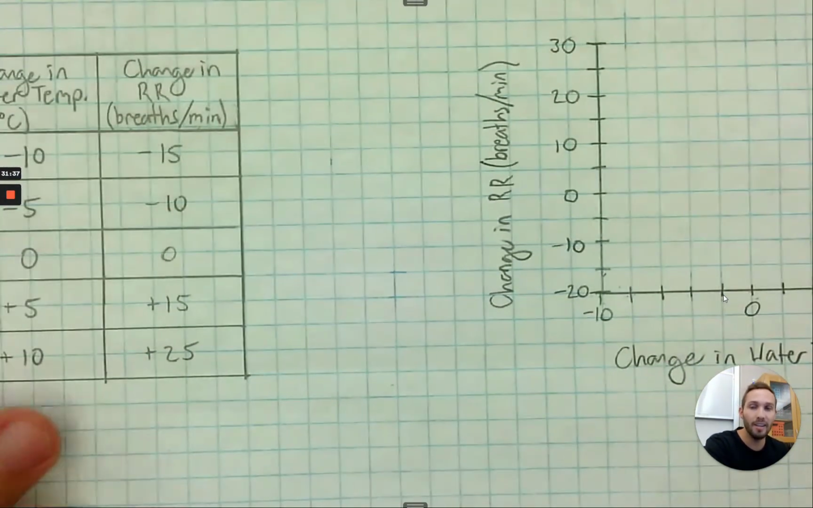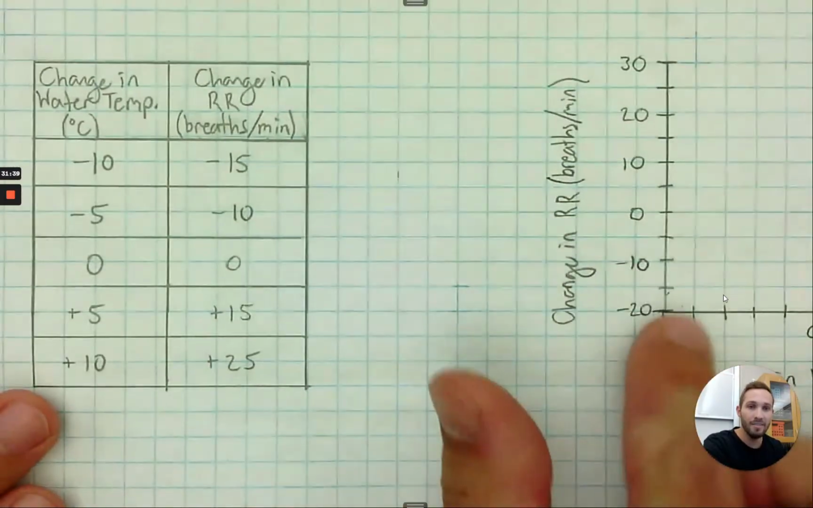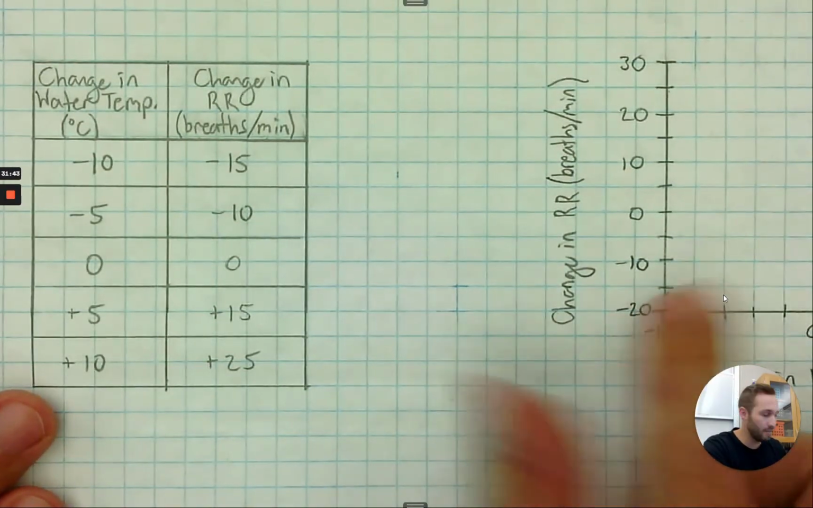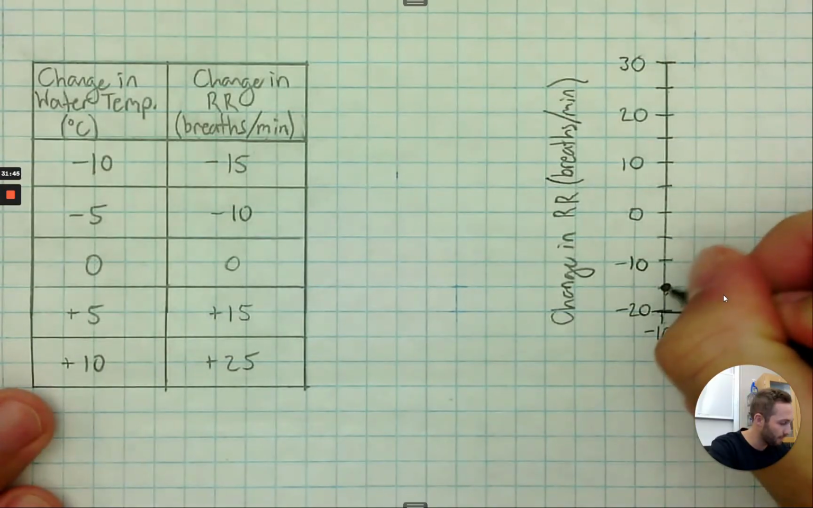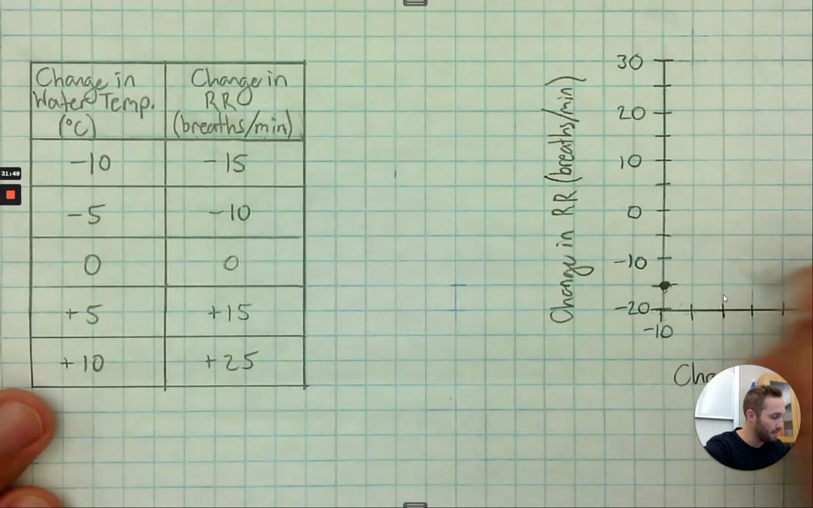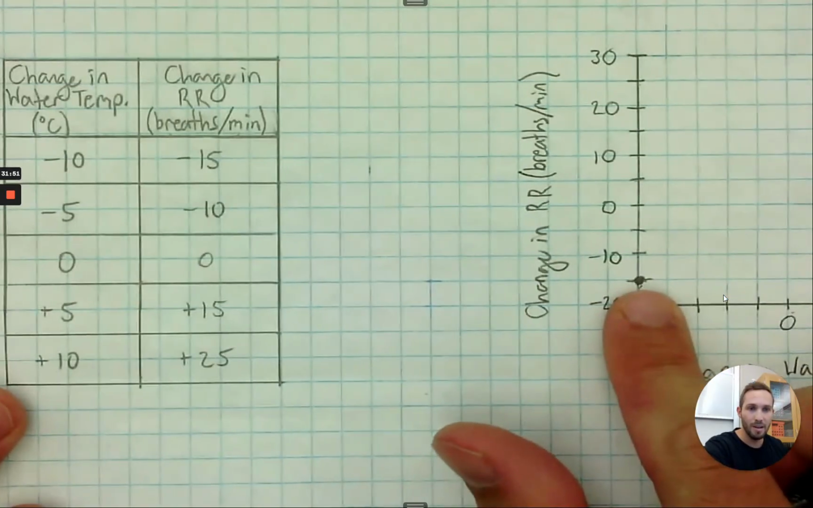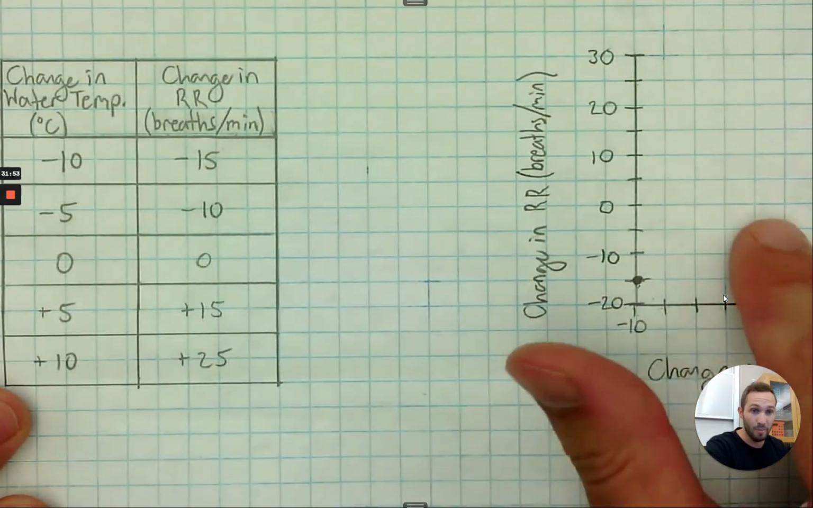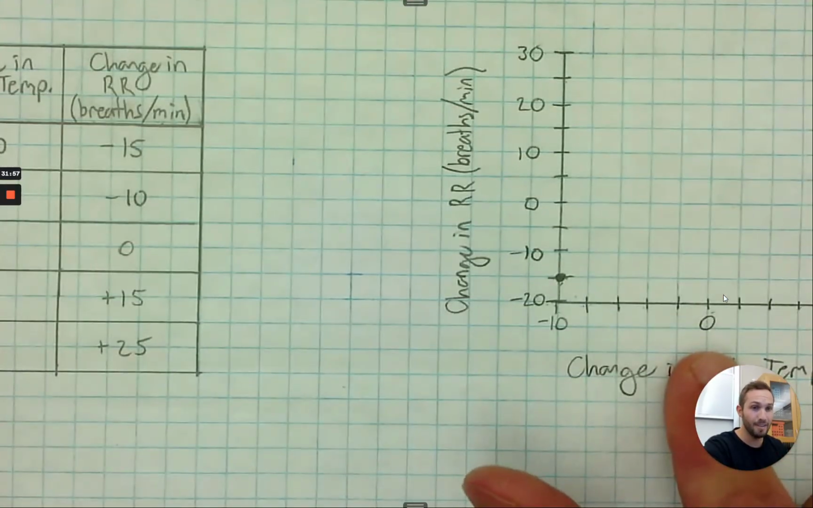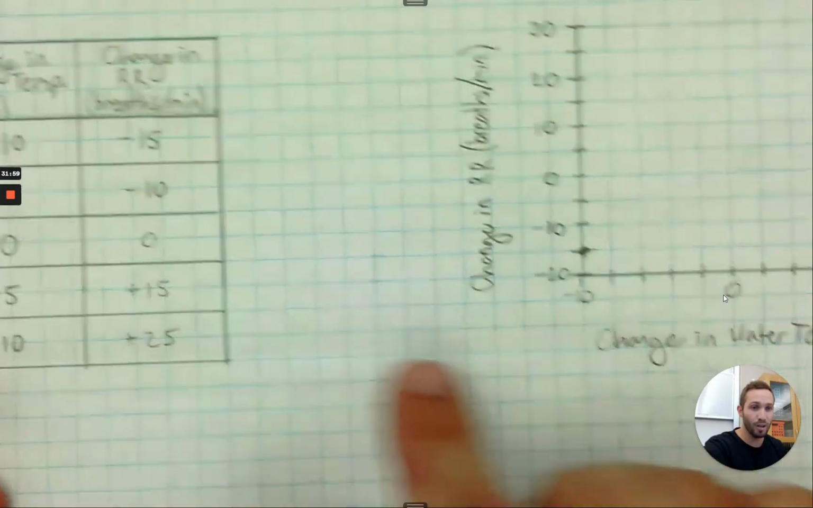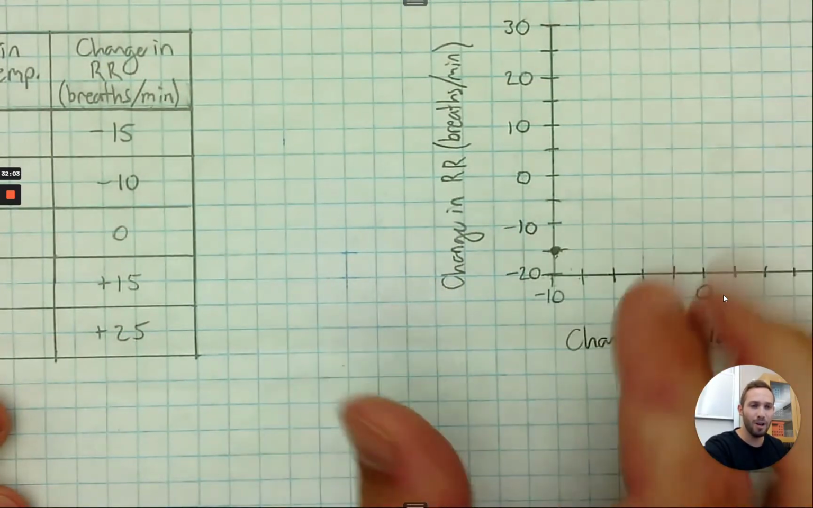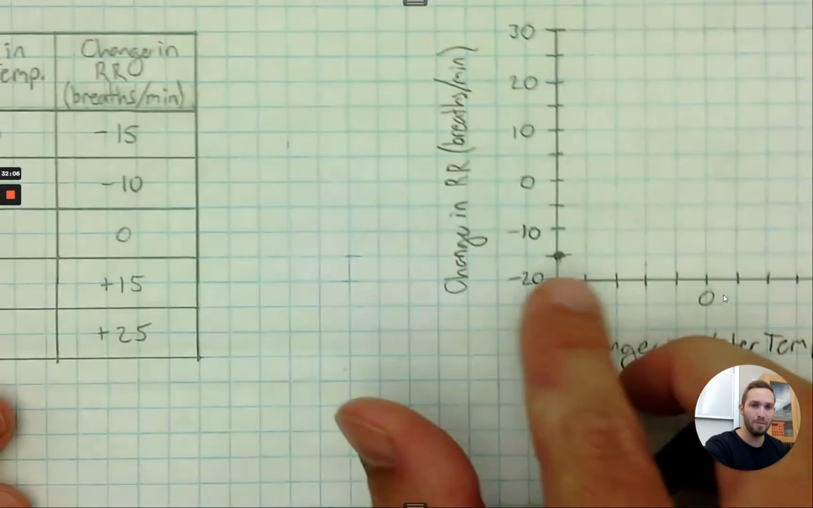So now I'm going to plot the data, the fun part. When the water temperature changed to -10, the change in respiration rate was -15. So I'm going to put a dot right here. You can see I'm constructing a bunch of dots because I have two continuous variables. So it's not a bar graph because these aren't specific categories. And then I'm going to have to decide, is this a scatter plot or a line graph? But we'll get to that in a second.